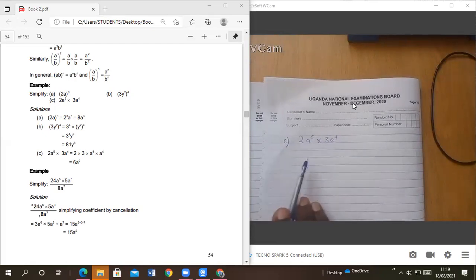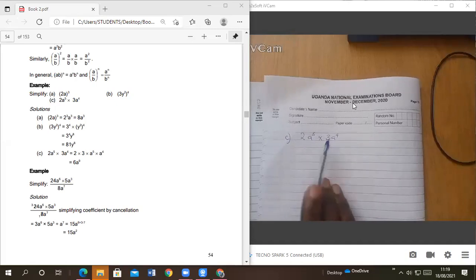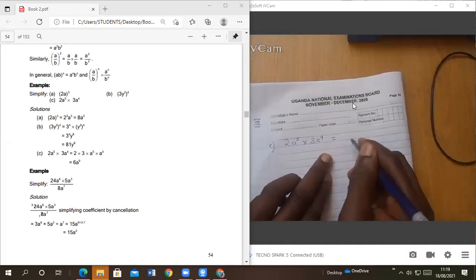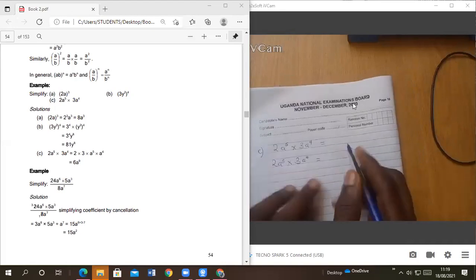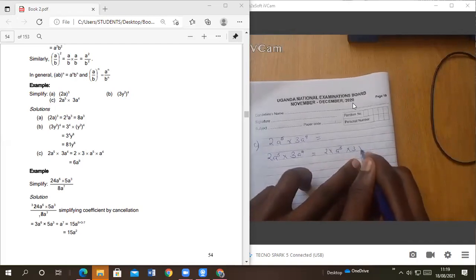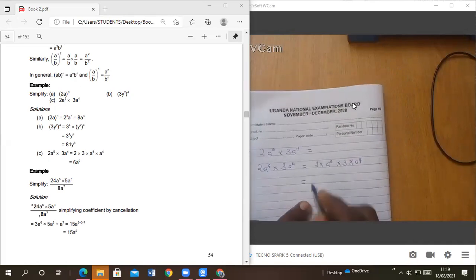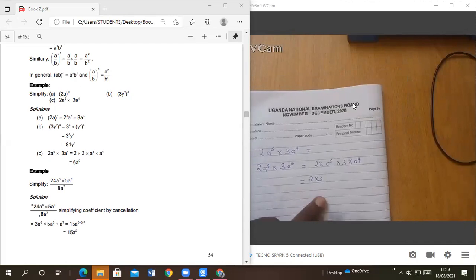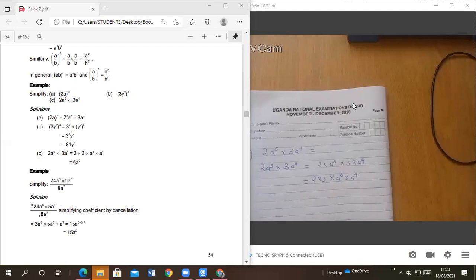So what we are going to do is multiply 2 and 3 normally. So 2a to the power 5 times 3a to the power 4 is the same as 2 times a to the power 5, times 3 times a to the power 4. So we collect the like terms: 2 times 3 times a to the power 5 times a to the power 4.